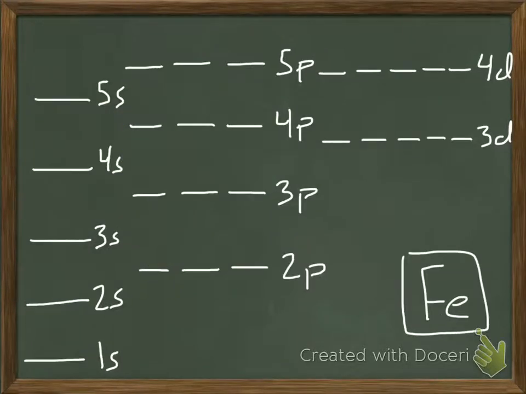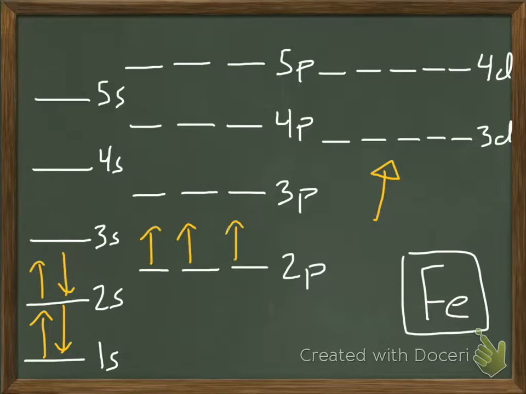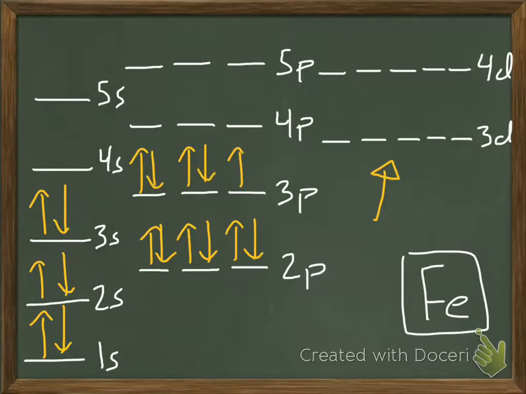Next is iron. Iron is in the D block. Take a look on your periodic table. Iron is number 26. It's in the D block, so I know that on my diagram over here, I'm going to have to start moving into these D blocks over here. So let's see what happens. I have 26. So 1, 2, 3, 4, 5, 6, 7, 8, 9, 10, 11, 12, 13, 14, 15, 16, 17, 18, 19, 20. Uh-oh, what do I do now?